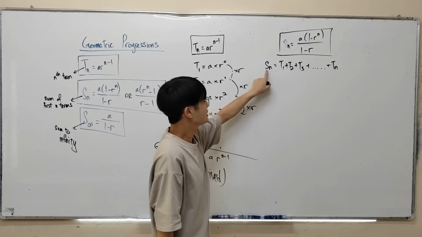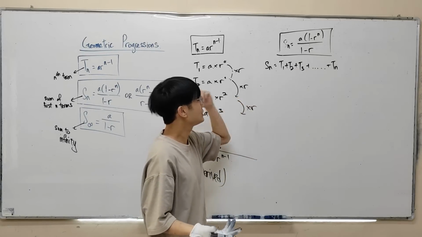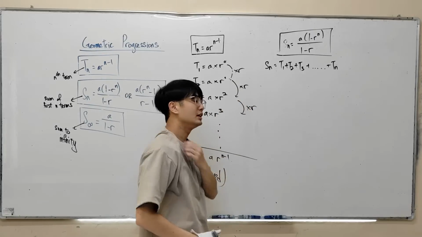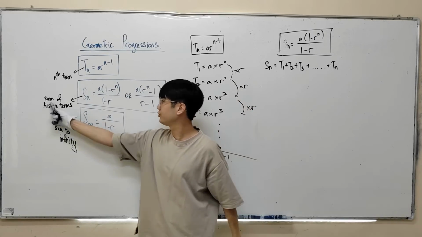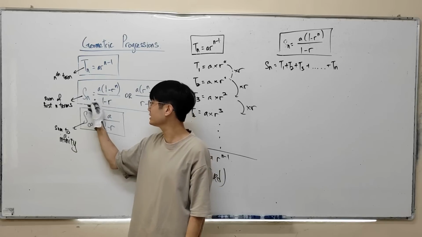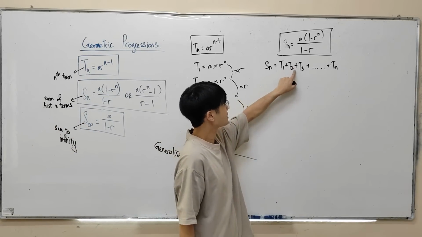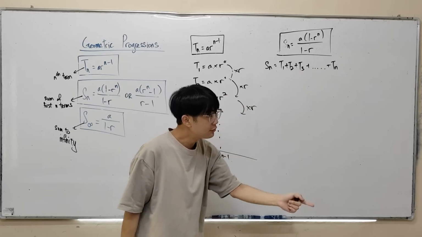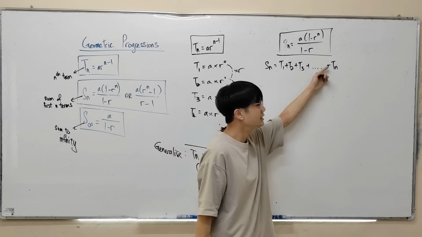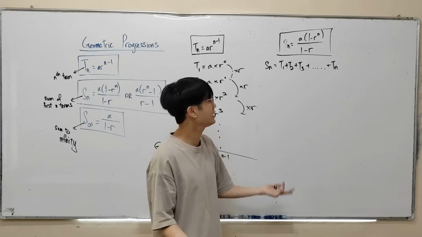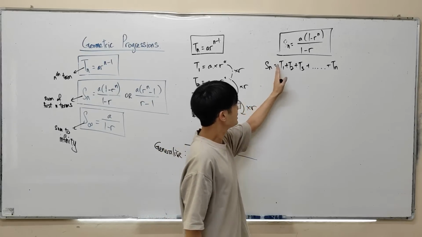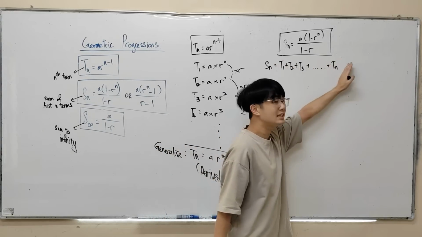Imagine if this is S7. It means the sum of first 7 terms. Then it will be T1 plus T2 plus T3 plus T4 plus T5 plus T6 plus T7. If it's S9, then the last term will be T9, right?